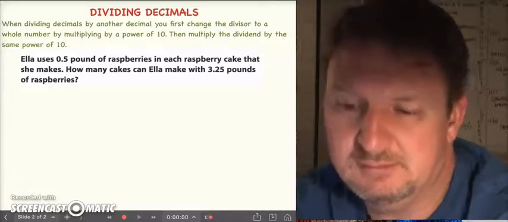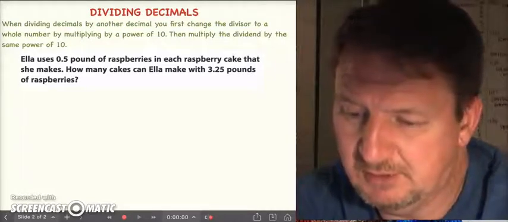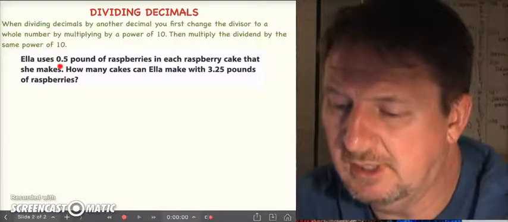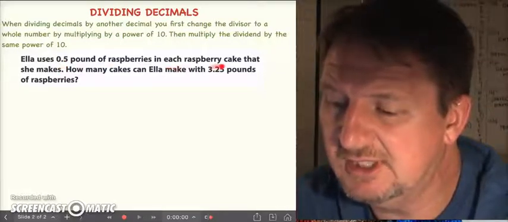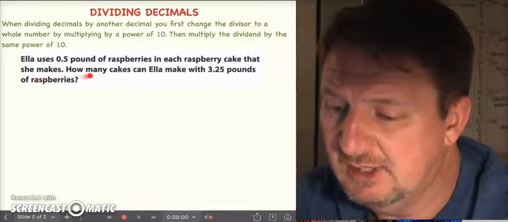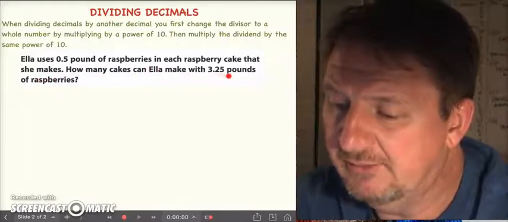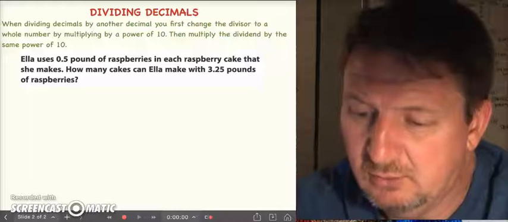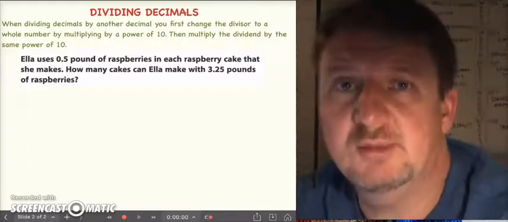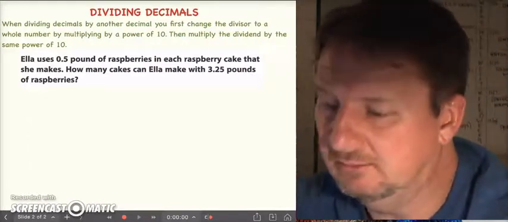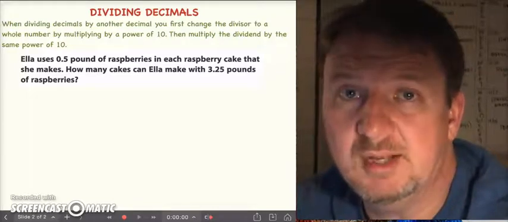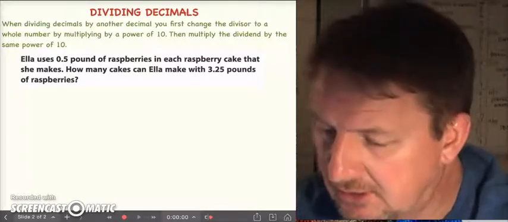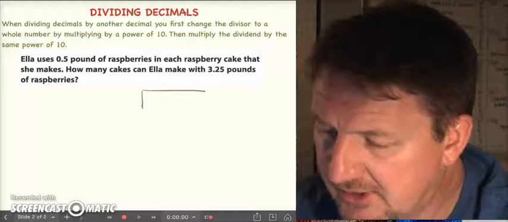So it says, Ella uses half a pound of raspberries in each raspberry cake that she makes. How many cakes can Ella make with 3 1/4 pounds of raspberries? So the first thing you have to do is set the problem up. What are we dividing? Well, we're dividing the 3 1/4 pounds of raspberries that she has. So I'm going to try to set this up as high as I can.